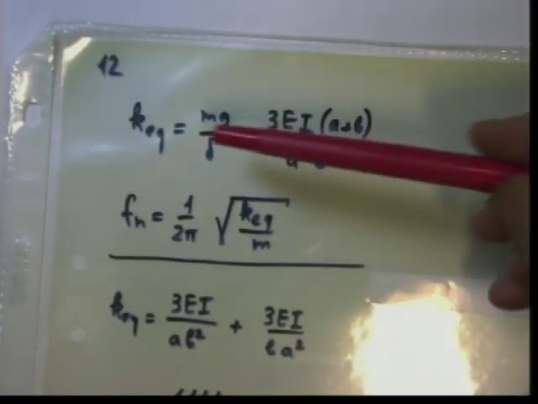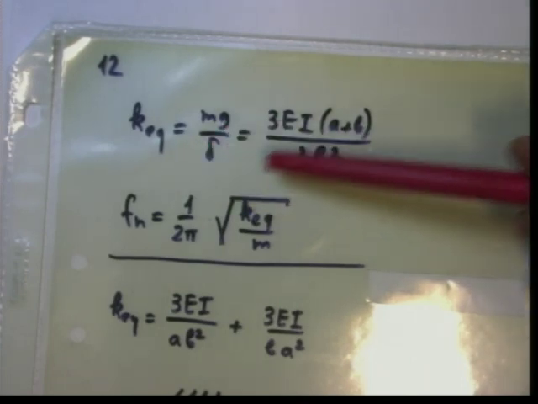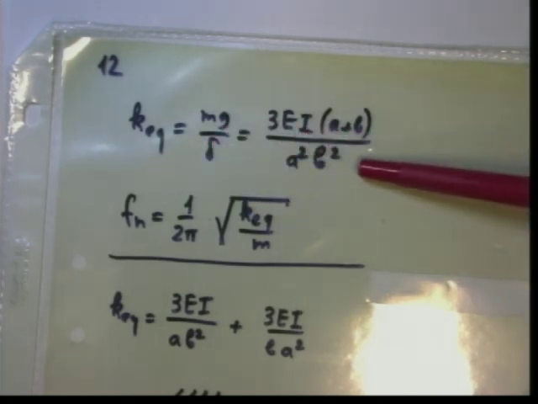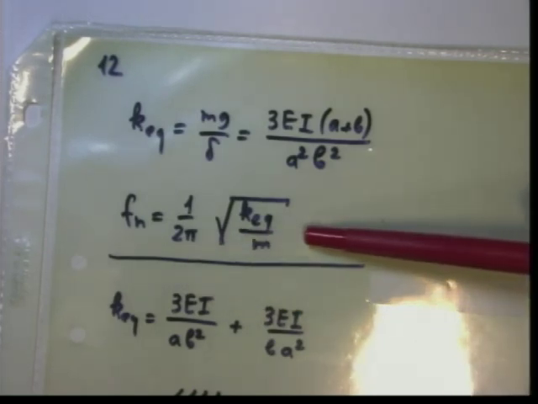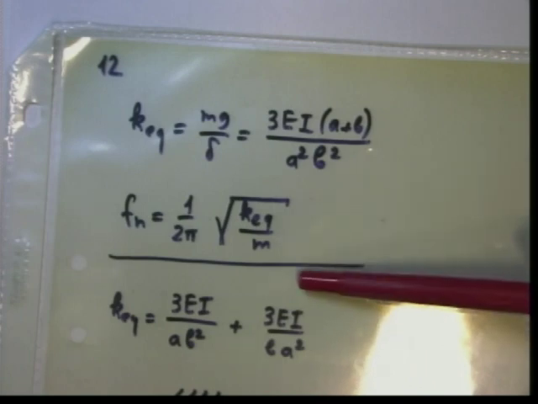So in this particular case, K equivalent equals mg divided by delta. So this is the value of K equivalent. And once I found K equivalent, I can also find the frequency: the square root of K equivalent divided by M.